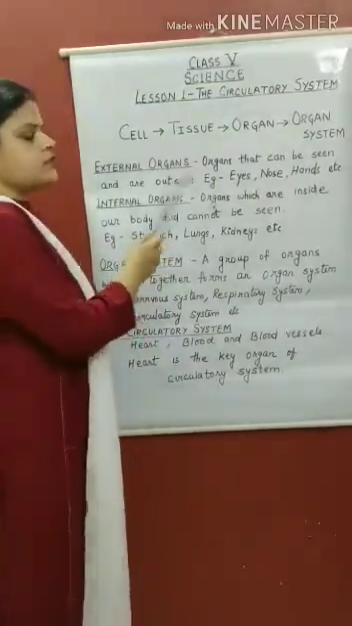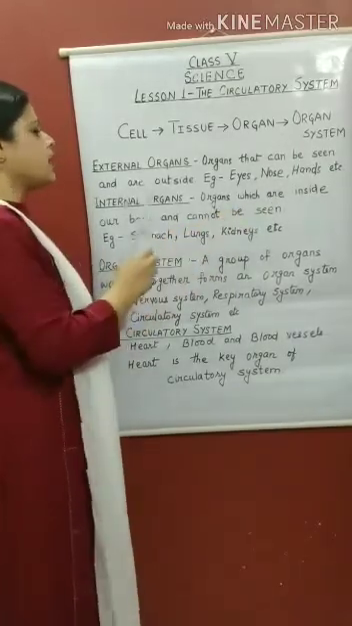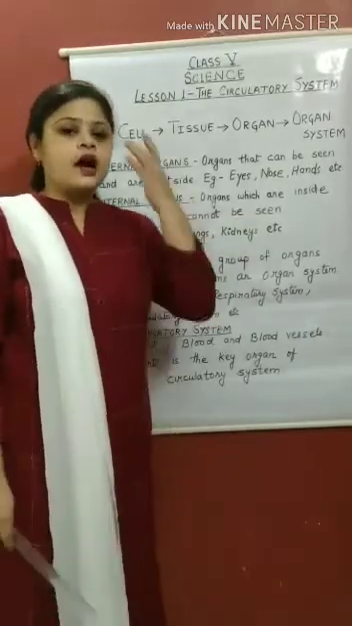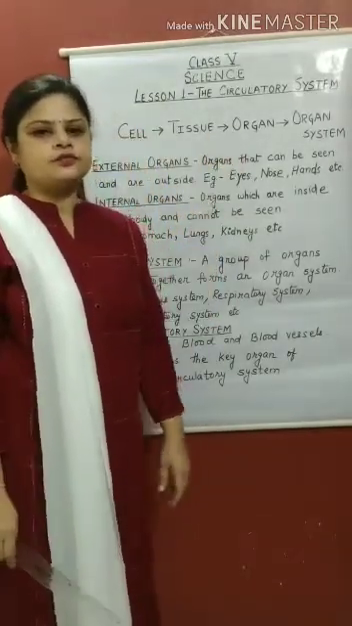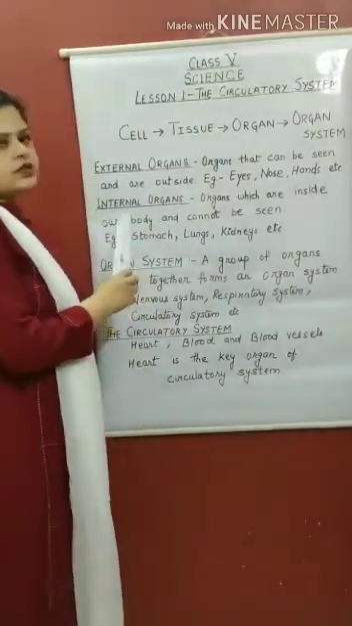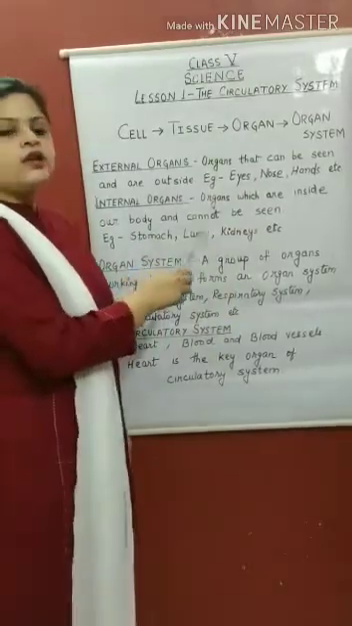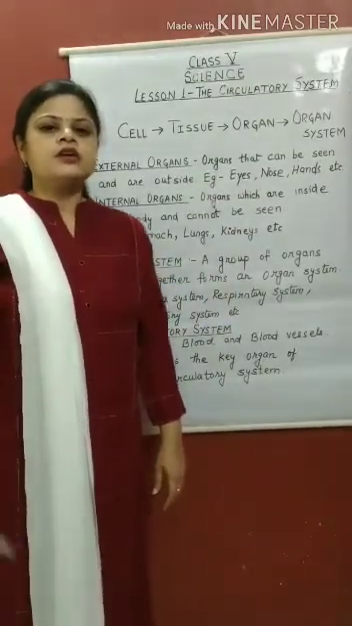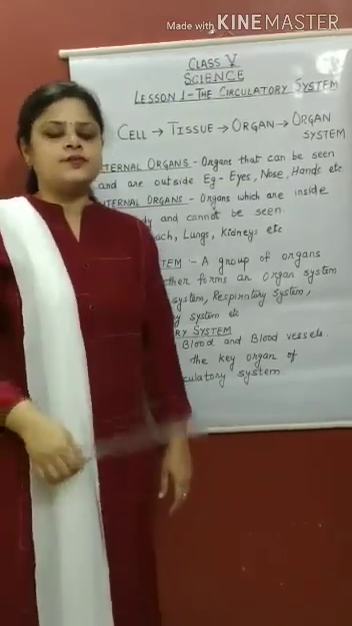External organs. What are external organs? The organs that can be seen and are outside our body are called external organs, like our eyes, nose, ears, hands and so on. Internal organs. Organs which are inside our body and cannot be seen. For example, stomach, liver, lungs and so on. These organs we cannot see.